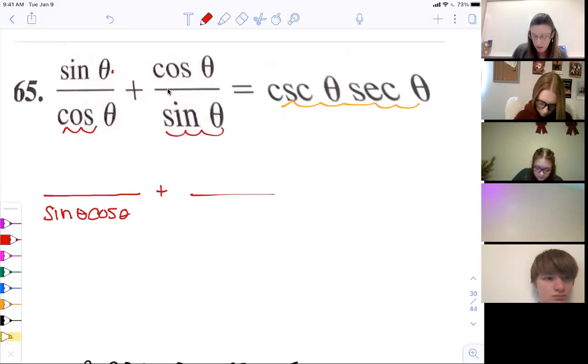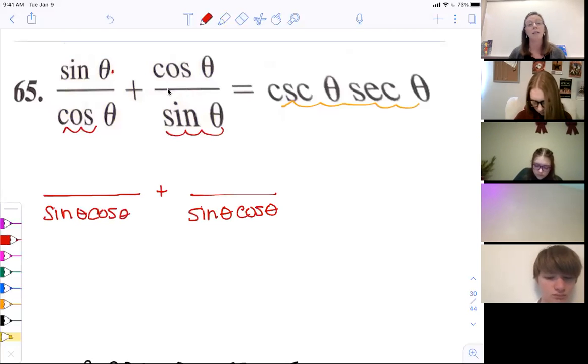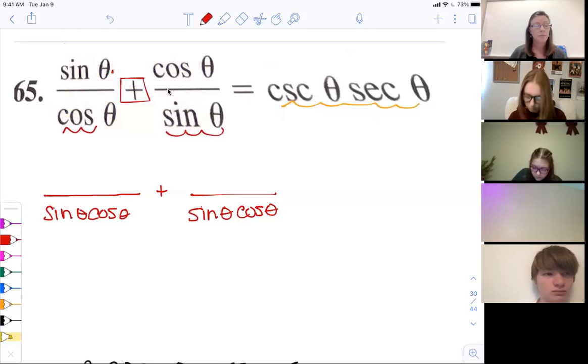And I want the other one to also say sine times cosine. So we're using the least common denominator fact because a plus sign means we're supposed to add them together. And the way you add fractions is by having a least common denominator. So now we know what the denominator should be.